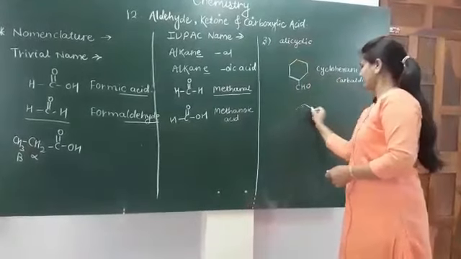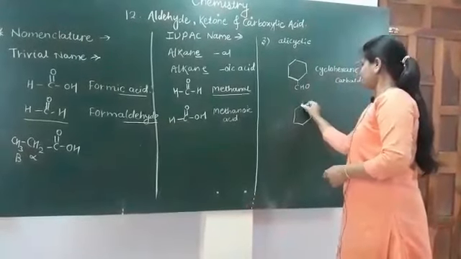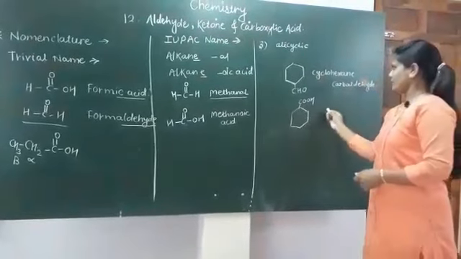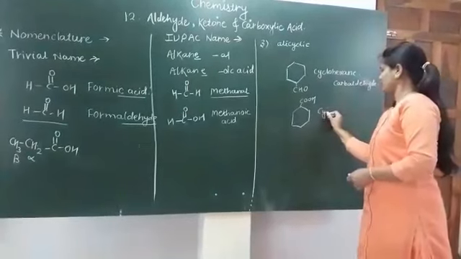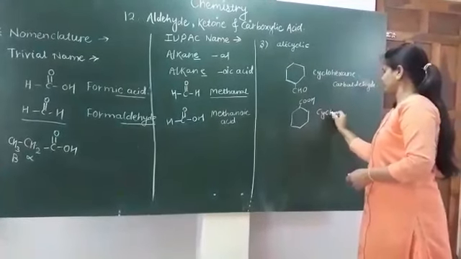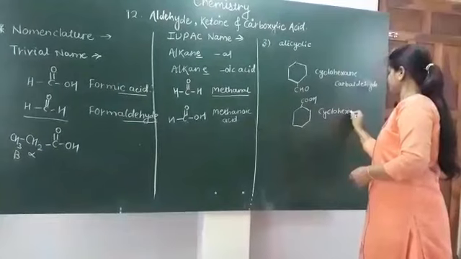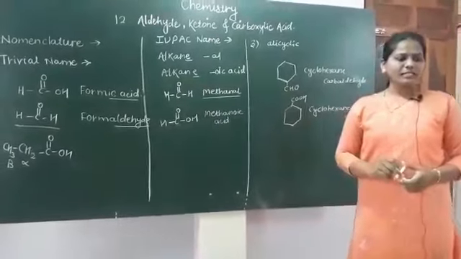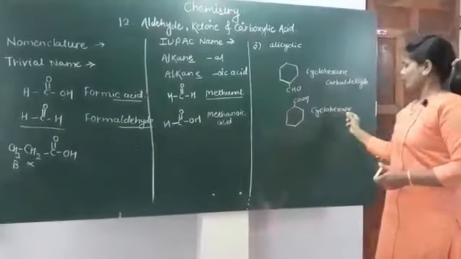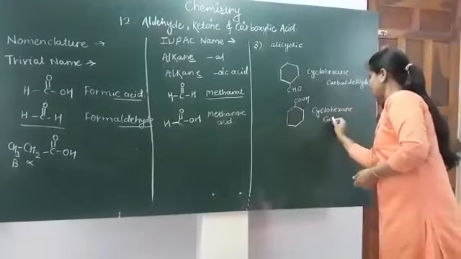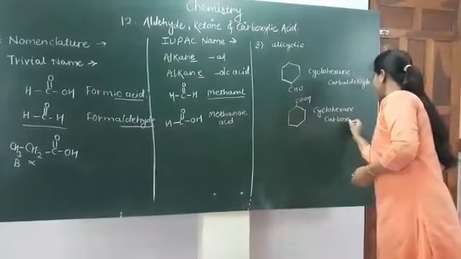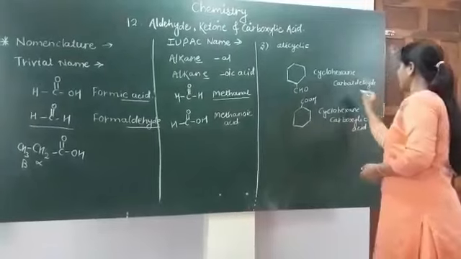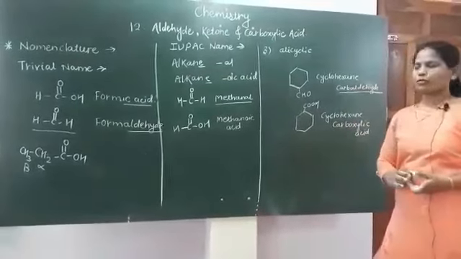For example, we will consider this one. This is about the carboxylic acid. Now the cyclohexane, what word do we have to use here for the carboxylic acid? That is cyclohexane carboxylic acid. And for the aldehyde, carbaldehyde, we have to use it.